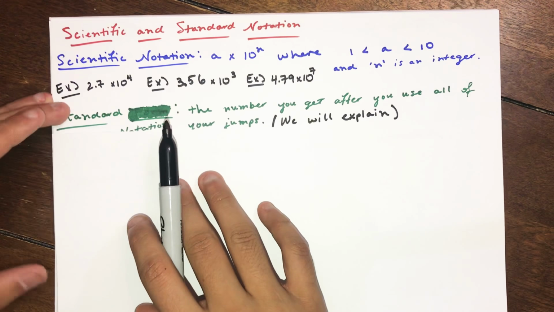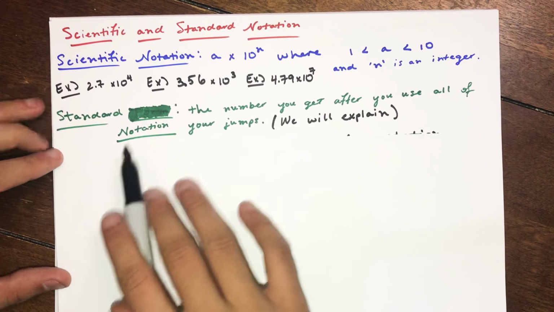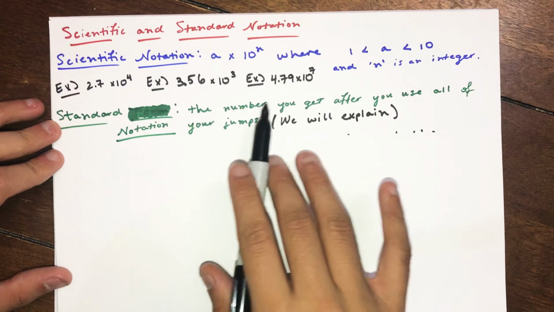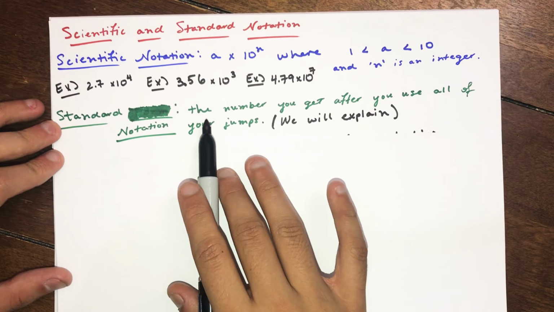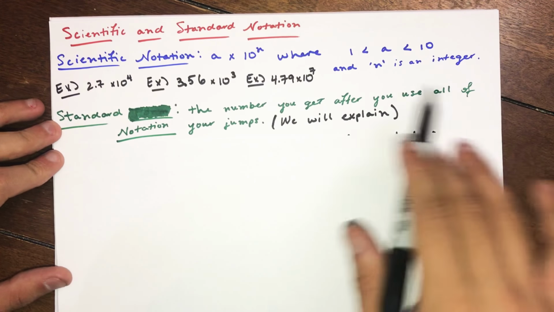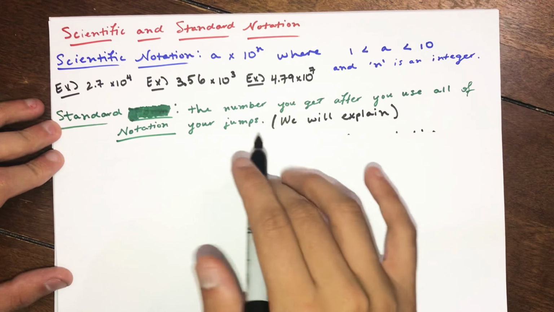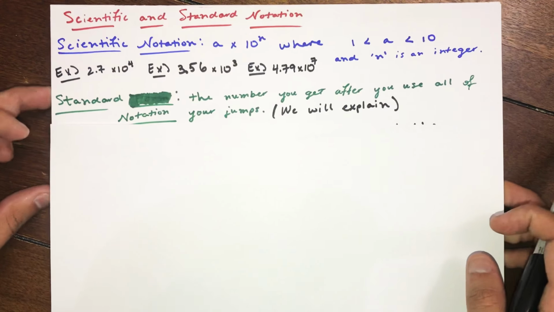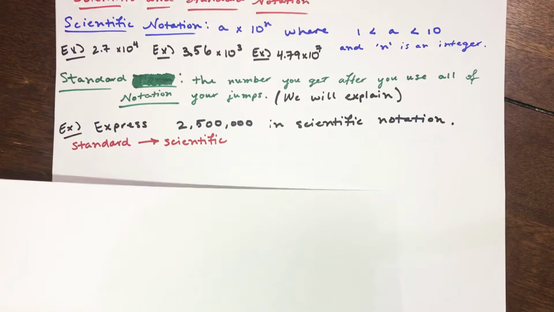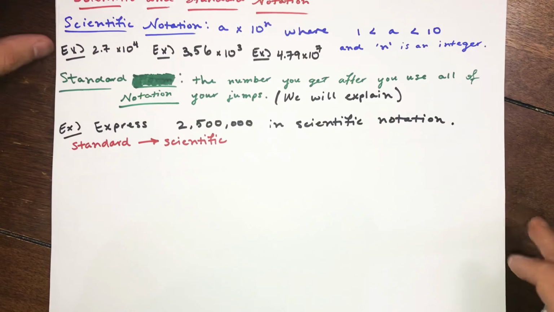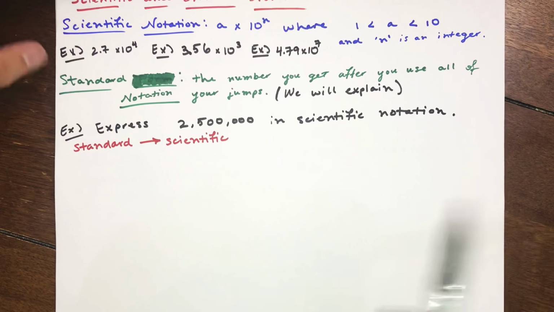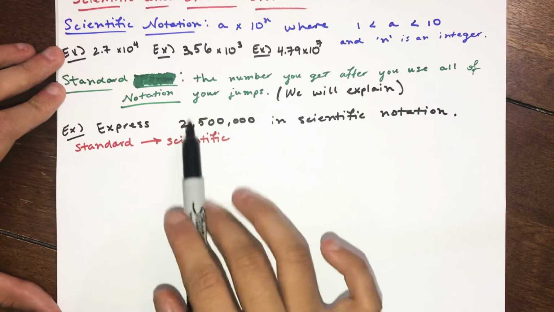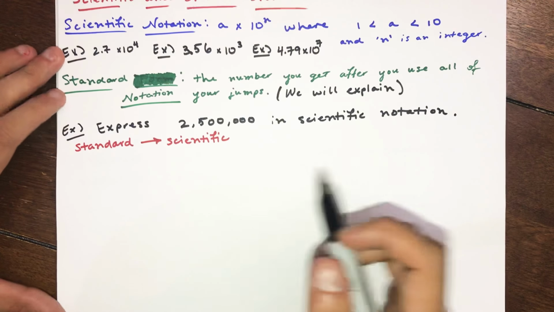After scientific notation, we had standard notation. Standard notation is much more straightforward. Pretty much all it is, is the number you get after you use all of the jumps. This one's very straightforward. Let's look at this next example for how to express this number in scientific notation. This number here isn't standard notation. Let's see what we do.